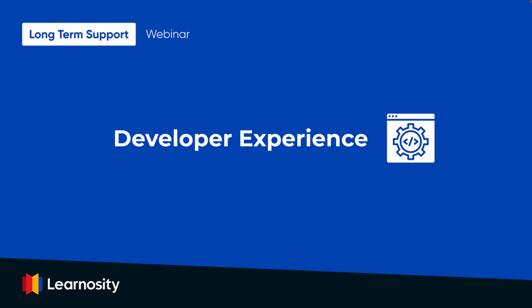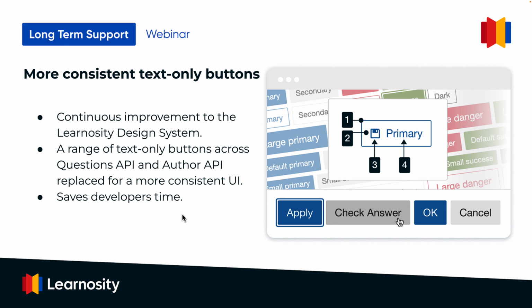And lastly, let's look at how we've implemented the experience for the people who use our APIs every day, our customers, developers. The Learnosity design system, which is our library of standardized web components, continues to get better and better. We've replaced a range of text-only buttons across Questions API and Author API to make our UI more consistent. This is significant for your developers because it will save them time when customizing our products.